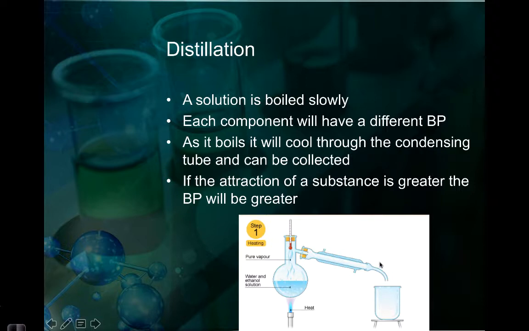You're separating it based on the boiling point. If you have a substance with a higher IMF, the boiling point is going to be greater and you're not going to get it out of the tube first. The first one that comes out will have a lower boiling point, which means that its IMF is weaker.